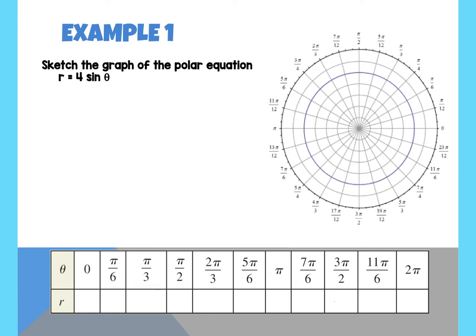And then I'm going to teach you a bunch of shortcuts and things to check for so that you don't have to plug in all of these points. There will still be times in which you're plugging in points, but not nearly this many, okay? So we are going to plug in those angles into our equation, which says r equals 4 sine theta. So I'm going to take r equals 4 sine of 0.